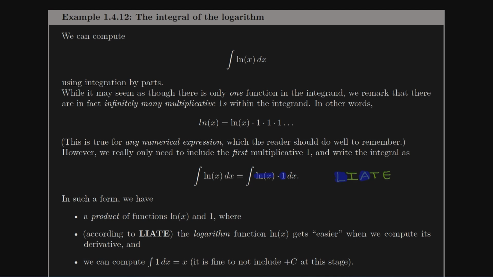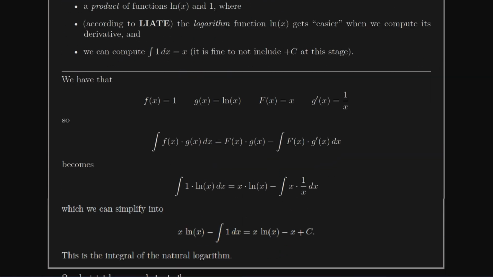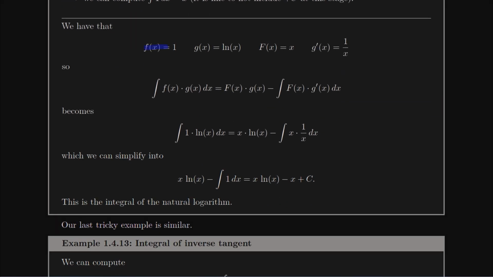Log x is, of course, logarithmic, which means LIATE is telling me g of x should be my logarithmic function, which means f of x should be my constant function 1. Well, what does that mean if I'm going to use integration by parts? Well, g prime can be computed as the derivative of log, which we all know is 1 over x. And capital F can be computed as the antiderivative of 1, which we all know is x. And so now I've established g prime, f, and capital F. And I can go ahead and compute integration by parts using f, g, capital F, and g prime.